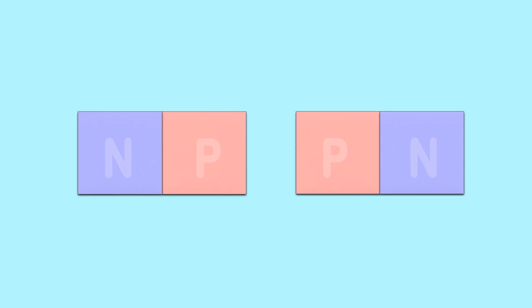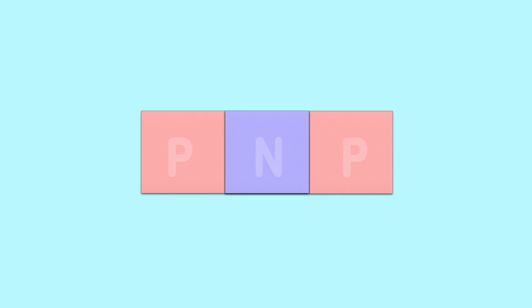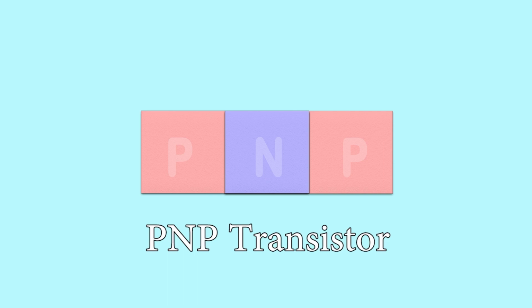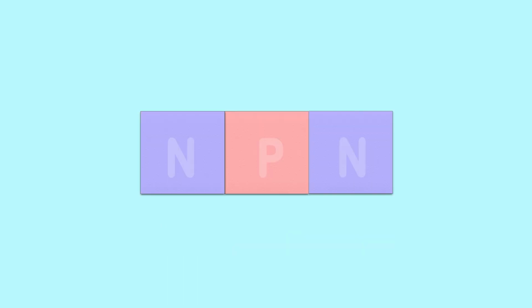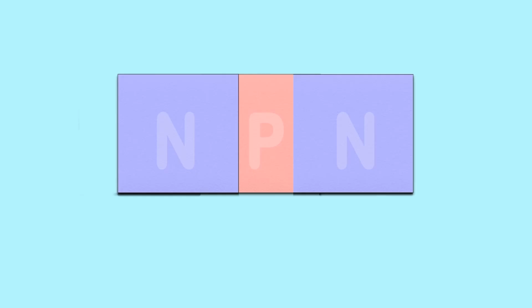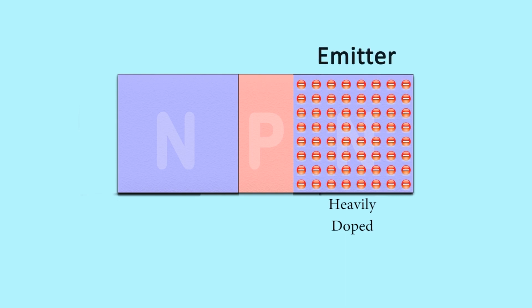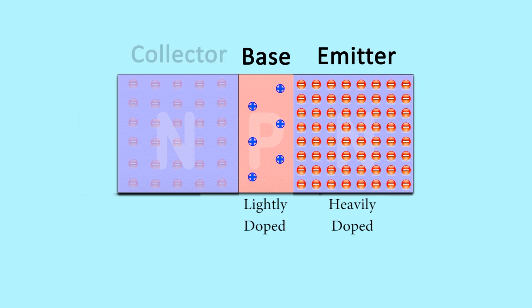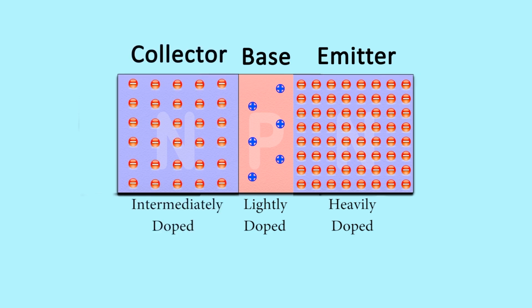To make transistors, 2 diodes or 3 semiconductors are connected together. The transistor with N-type semiconductor in the middle is known as a PNP transistor, and the transistor with P-type semiconductor in the middle is known as an NPN transistor. In a transistor, one of the semiconductors is heavily doped and called an emitter. The semiconductor that is in the middle is called the base, and it is lightly doped. The remaining semiconductor, which is intermediately doped, is called a collector.